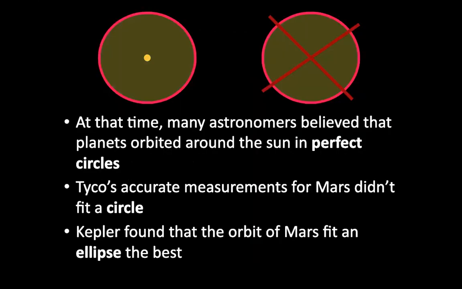So at that time, many astronomers believed that the planets orbited around the sun in a perfect circle. So they thought that the circle was perfect and that's how it orbited. Tycho's accurate measurements for Mars didn't fit a circle. So Kepler found that the orbit of Mars fit more like an ellipse.